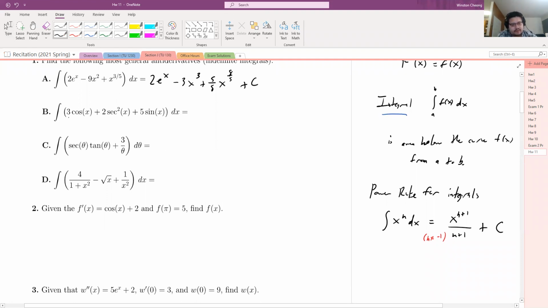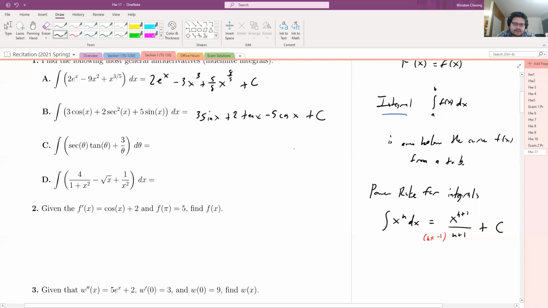So that's that. For part B, you have to think through your derivatives of trig functions. What derivative will give you cosine? Sine derivatives give you cosine. So the first term is 3 sine of x. For the second term, what function will give you secant squared when you take its derivative? Well, that's going to be tangent. So you have 2 tangent x. And then lastly, what function is going to give you sine when you take its derivative? Well, that's going to be negative cosine. So you have a minus 5 cosine.